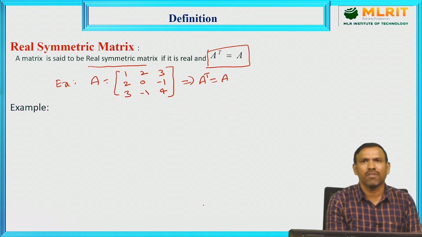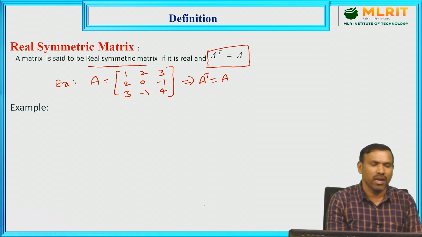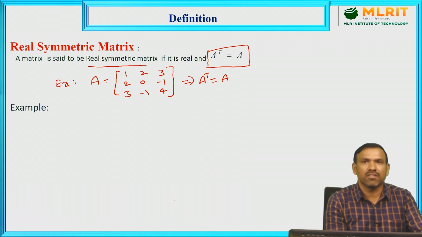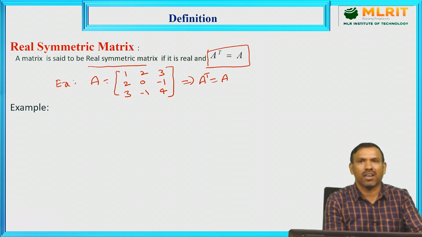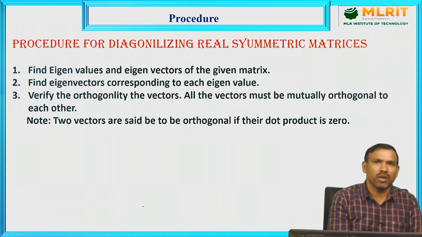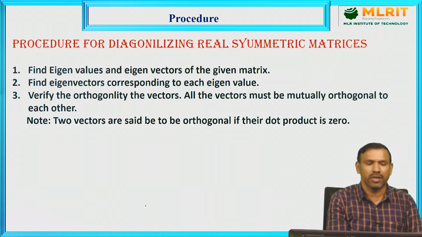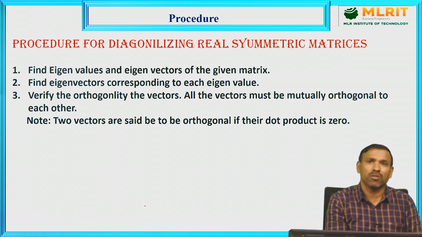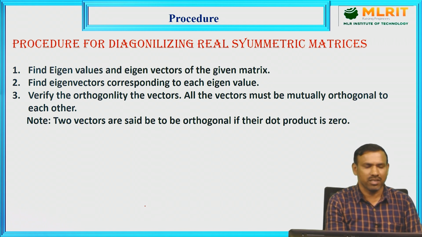For this type of real symmetric matrix, how to do the diagonalization? Earlier we did the diagonalization process. In continuation of the diagonalization process, we will discuss orthogonalization, we can say. So let us discuss the procedure of how to do the diagonalization. This is also called orthogonal diagonalization, or orthogonal reduction.